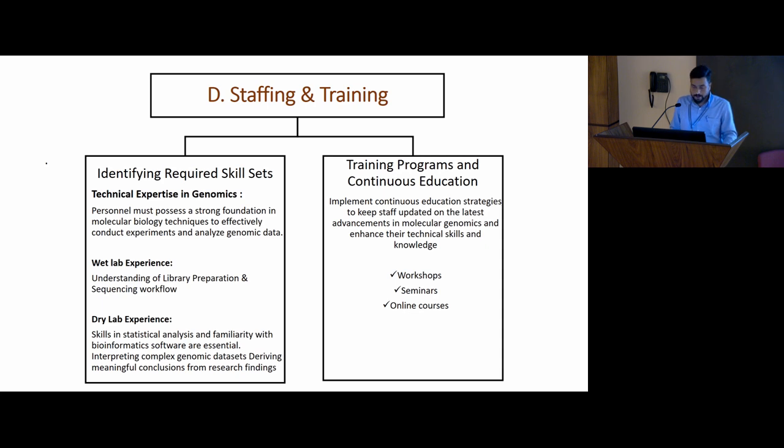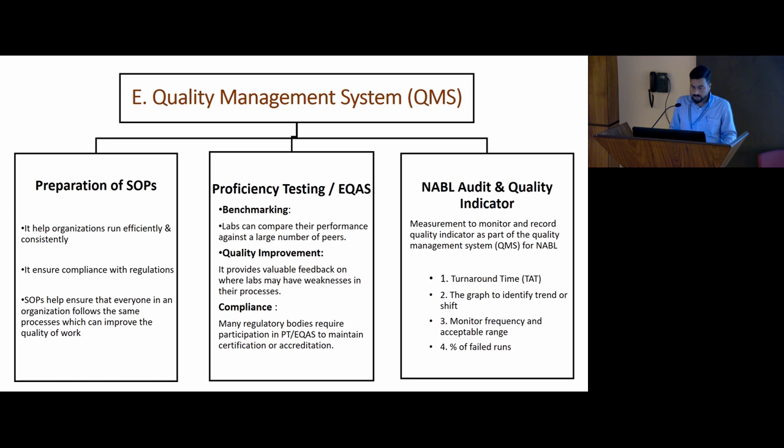Now the quality management system, the preparation of SOPs, helps the organization to run effectively and consistently. SOPs help to ensure that everyone in an organization follows the same processes, which can improve the quality of work. Proficiency testing and EQAS give benchmarking. Labs can compare their performance against a large number of peer groups. For quality improvement, it provides valuable feedback on where the labs may have weaknesses in their processes. And for compliance, many regulatory bodies require participation in EQAS to maintain certification and accreditation.